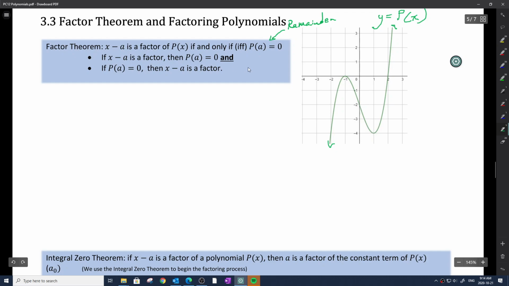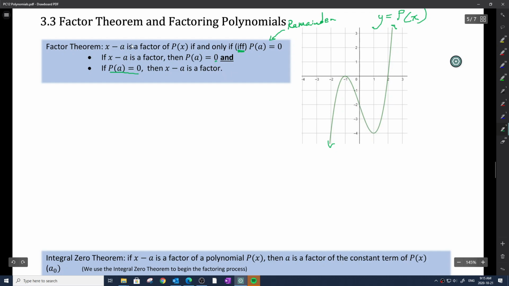Now this is a theorem and it is a double implication, we call it. That is, you could read it forwards and backwards and it's still true. x minus a is a factor of p of x if p of a is equal to 0. So when you take the remainder theorem and you consider the factor x minus a, if the remainder is 0, then x minus a is a factor. Or, I'm going to interpret this a little bit differently later, if the remainder is 0, then x minus a is a factor.